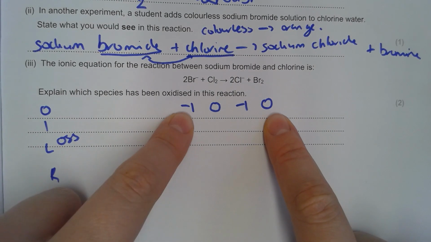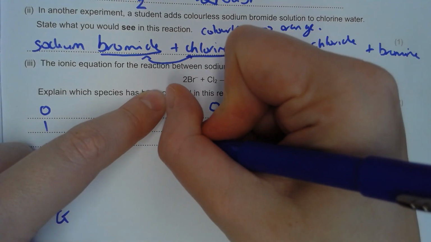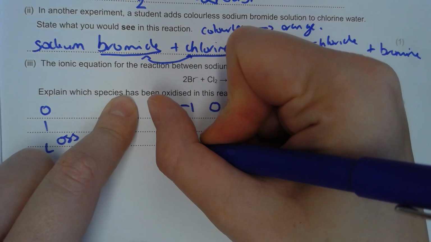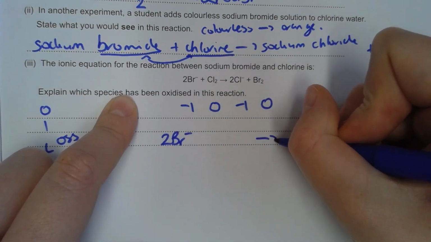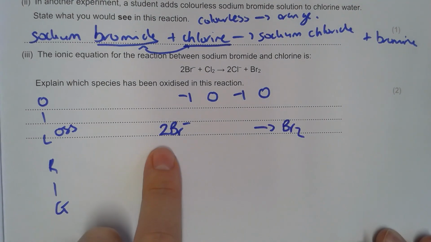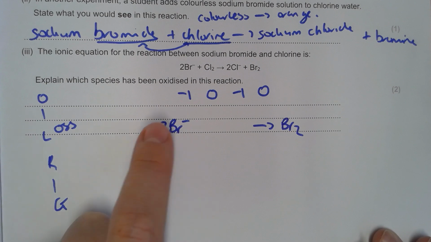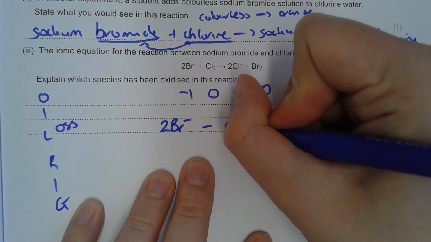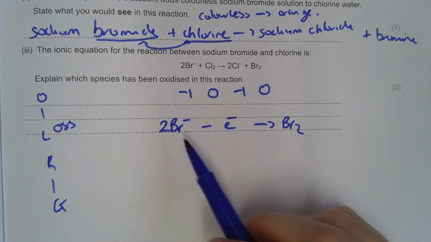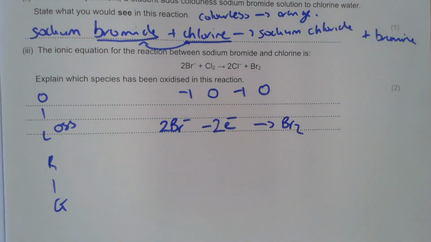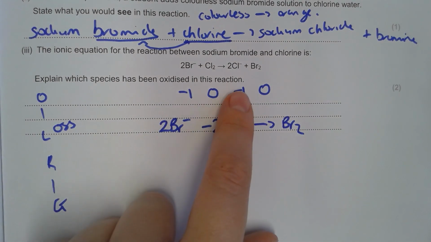That would be bromine. If I write myself a little half equation for bromine, on the left hand side of the equation, 2Br minus. That's what bromine looks like on the left hand side. On the right hand side of the equation, it's Br2. So it has a negative charge on the left hand side. That means it had gained electrons, but on the right hand side, it does not have that negative charge anymore. It must have lost electrons. If it's losing its negative charge, it's losing electrons. There's 2 bromide ions, they'll each lose 1, so it's -2. So explain which species have been oxidized.